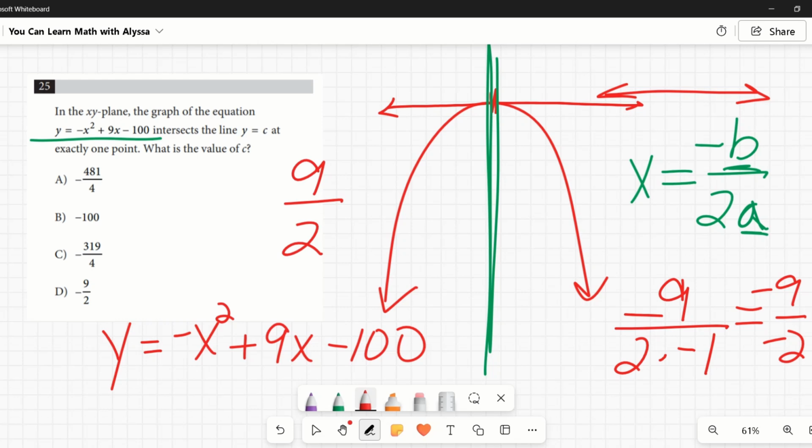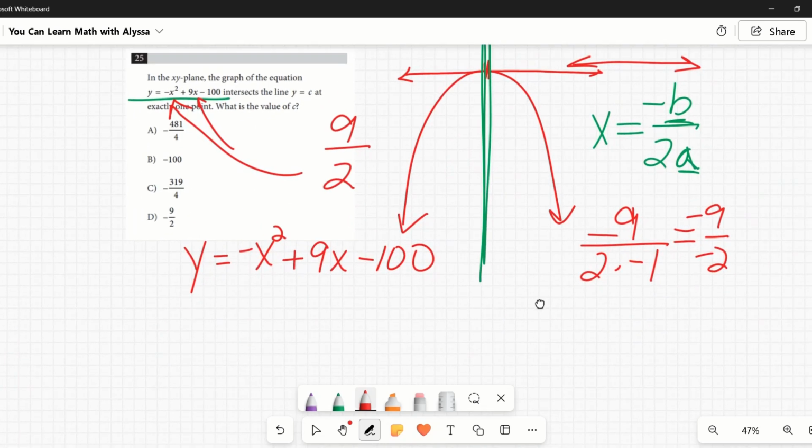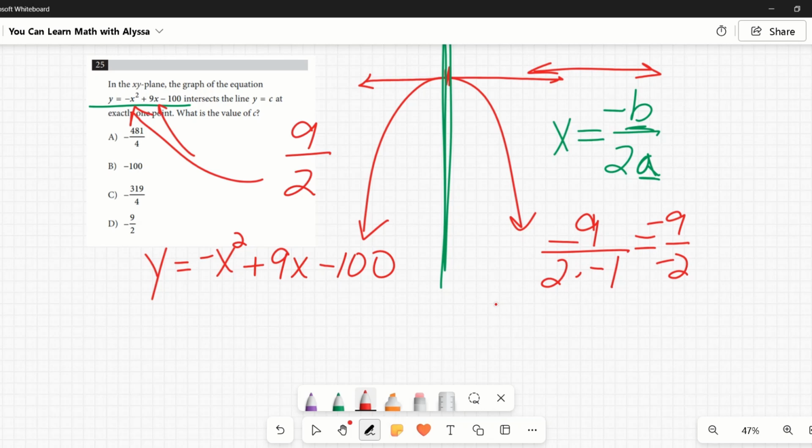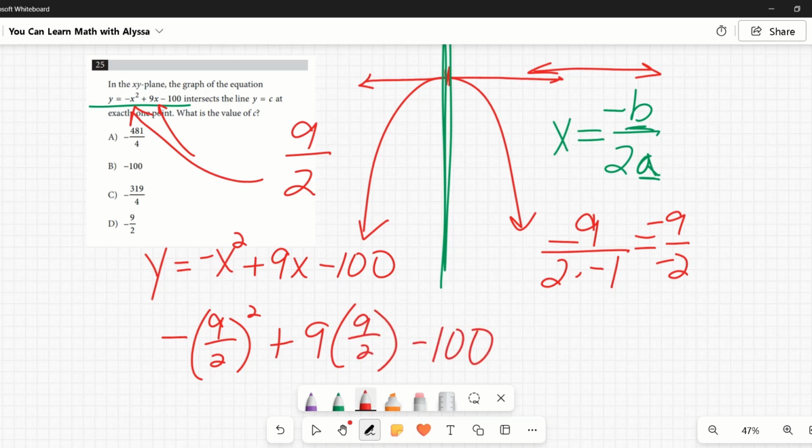Then you take that 9 halves for your x and you plug it into this. Wherever there's an x, you plug it in. So we got this down here. We have 9 halves squared, we take a negative, plus 9 times 9 halves, and then we subtract 100. So 9 halves squared, 9 halves times 9 halves, you square what's on top and square what's on bottom. 9 squared is 81, 2 squared is 4, and this is a negative, so negative 81 fourths.